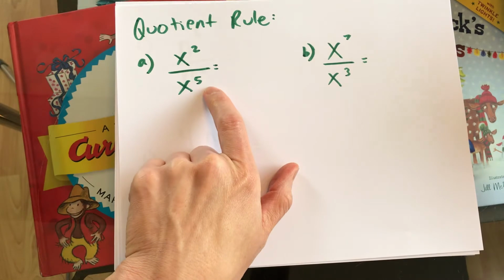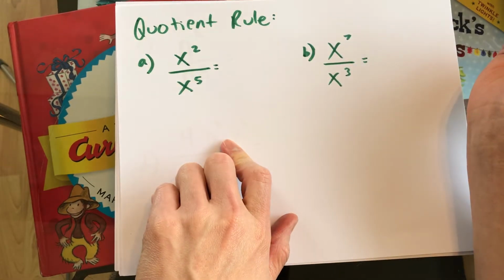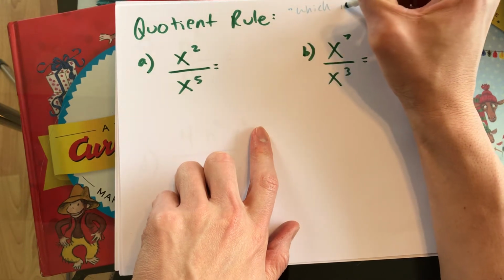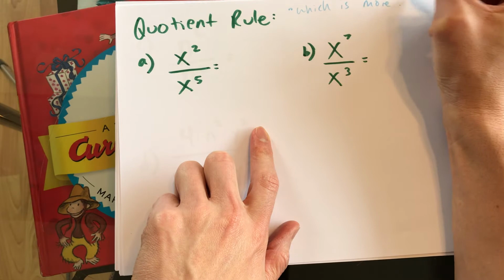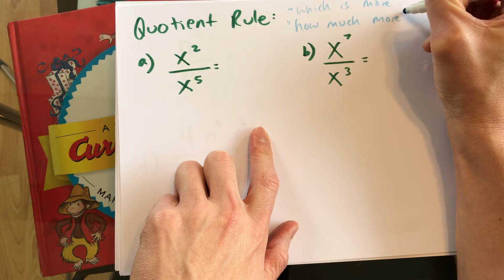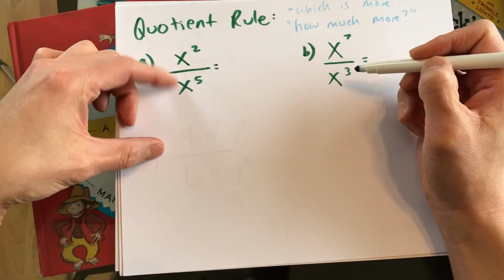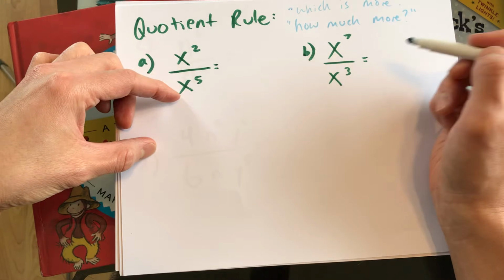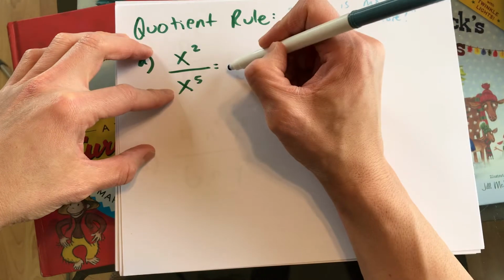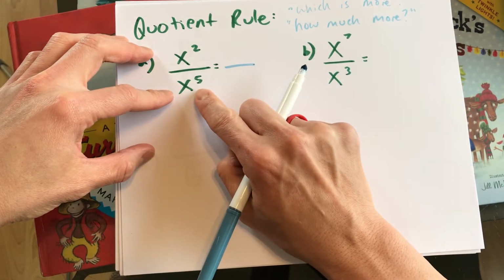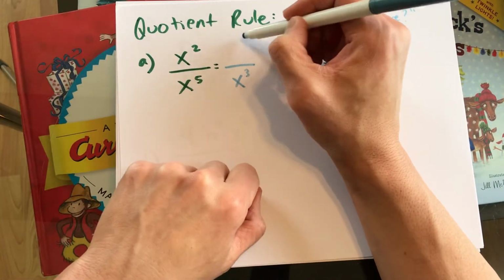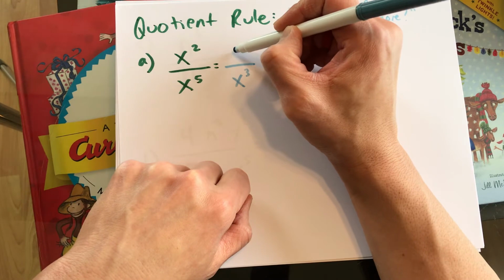All right, so the quotient rule, what it says right here, you're going to be subtracting these. And what I want you guys to think of is the phrase, which is more, and then also how much more. Okay, so now which has more, the numerator or the denominator? Obviously you can see that it's the denominator. And how much more does it have? Well, since you're subtracting, it has 3 more. Okay, and we're not going to leave this blank up here, and it's not an x, so this is just going to be 1.